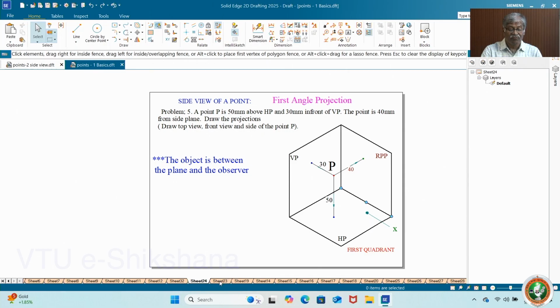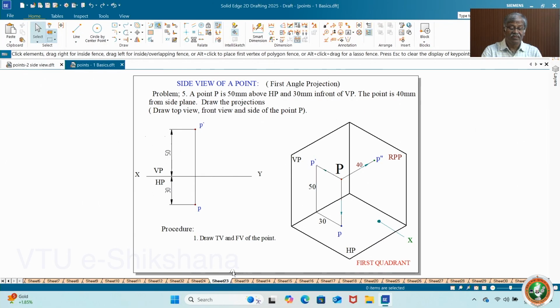So, take this as reference. We know how to draw the projections of a point with respect to HP and VP. In the previous session we have worked out this same problem, 50 mm above HP and 30 mm in front of VP. This is the XY line, VP and HP.